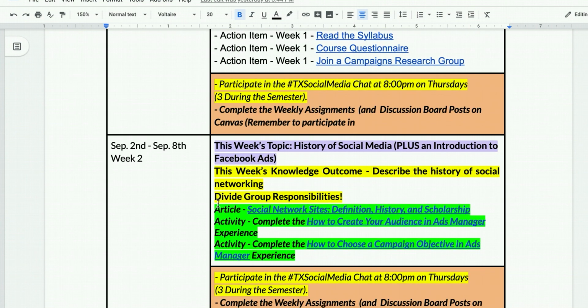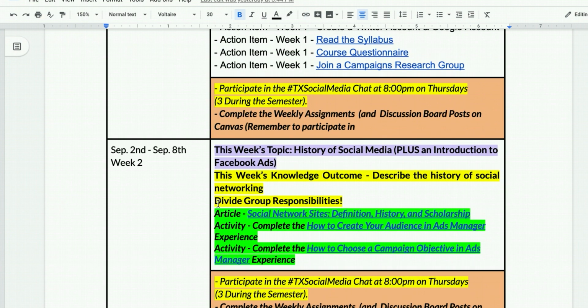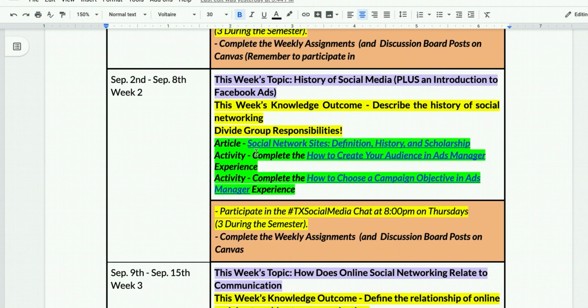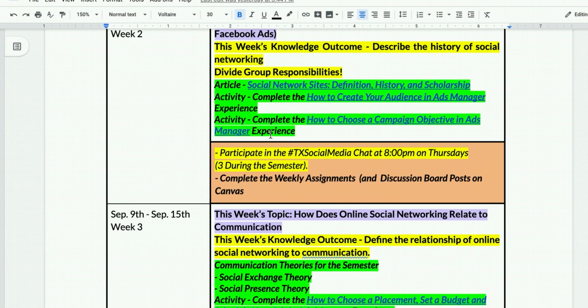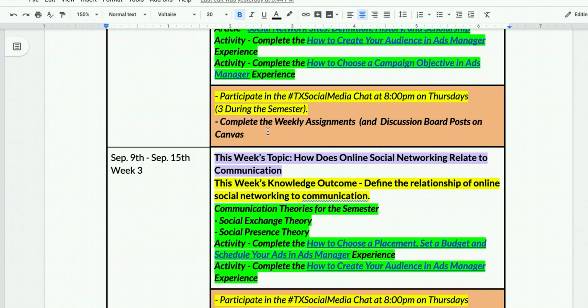Let's move along. During week 2, we have the history of social media plus an introduction to Facebook ads. These are the articles that you will need to read by Monday, and then the assignment that you guys will have to do as individuals will focus on these articles. But these are also embedded on Canvas as well in your weekly action item assignment.